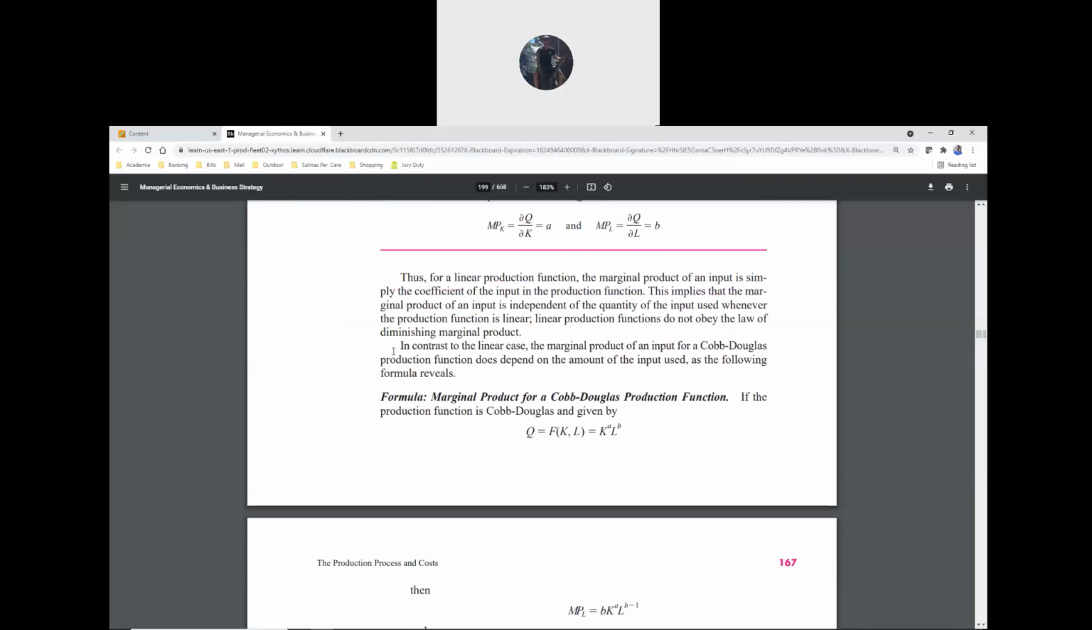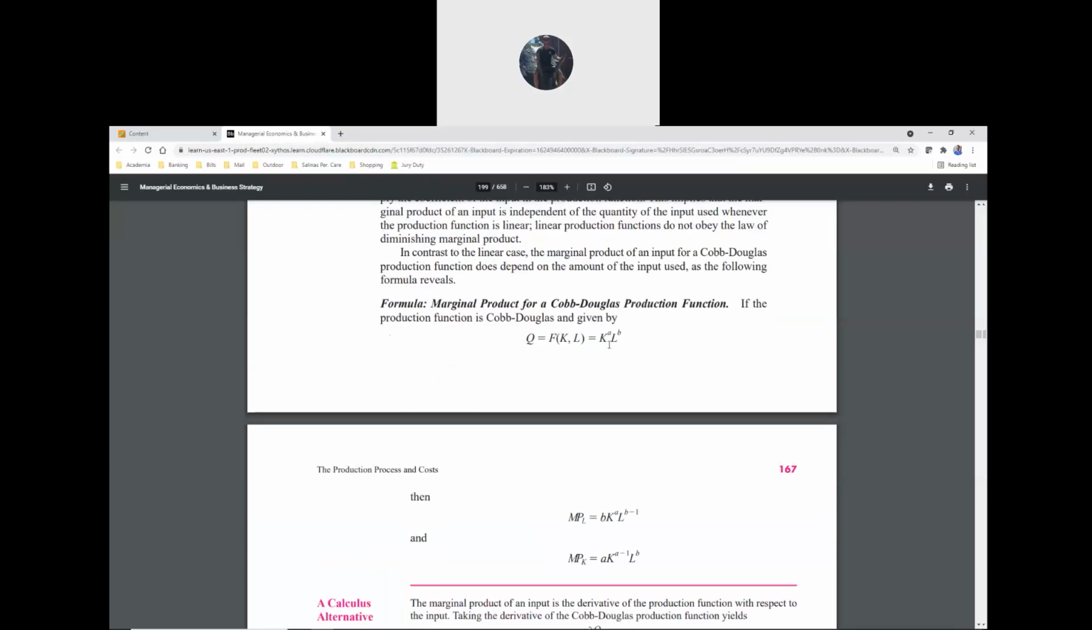Okay, so for the Cobb-Douglas, the value products are a little more complicated because it's nonlinear, but it's not too bad. So remember, our general formula for the Cobb-Douglas was Q equals K to the A, L raised to the B. And then based on what those values are, you can take the value marginal product of that.